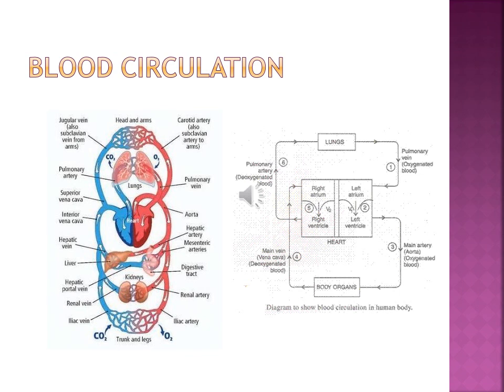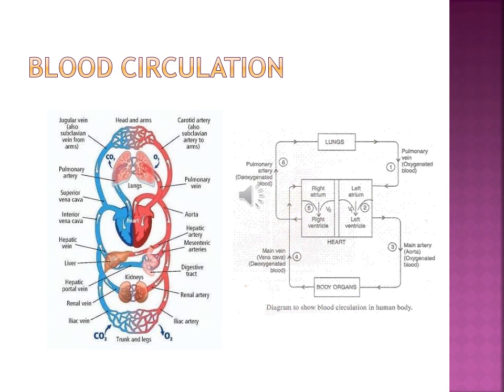It's the second step. Then when the left ventricle contracts, it pumps the oxygenated blood into the main artery called aorta. As I told you, when the left atrium contracts, the blood goes into the left ventricle, then the left ventricle again contracts, and it passes into the main artery which is known as aorta.